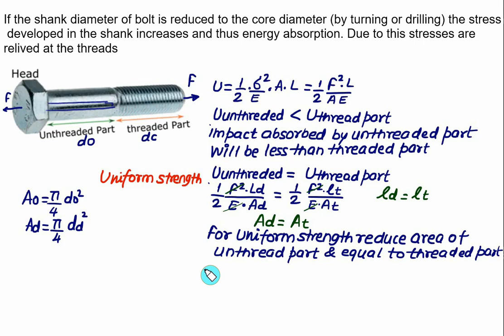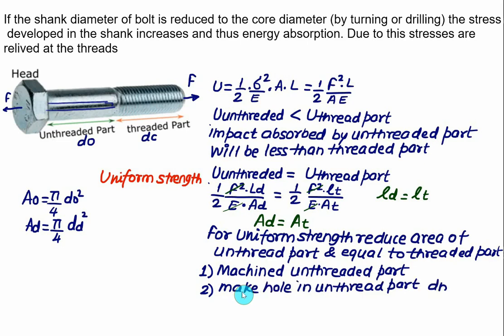So you can make the area of the unthreaded part equal to the threaded part. We have two choices. In the previous example, we machined the unthreaded part. That is one solution. The second solution is to make a hole in the unthreaded part of size DH such that this condition is satisfied.